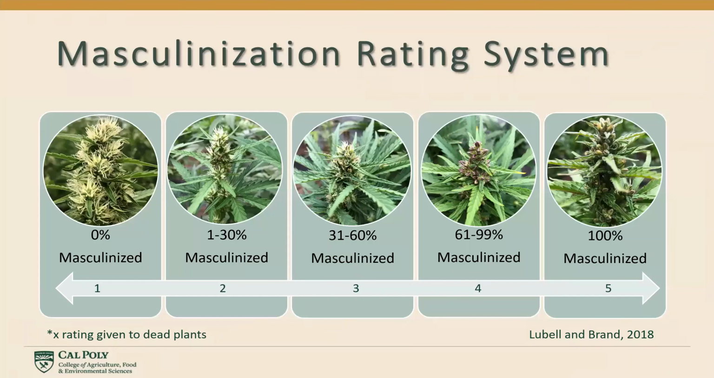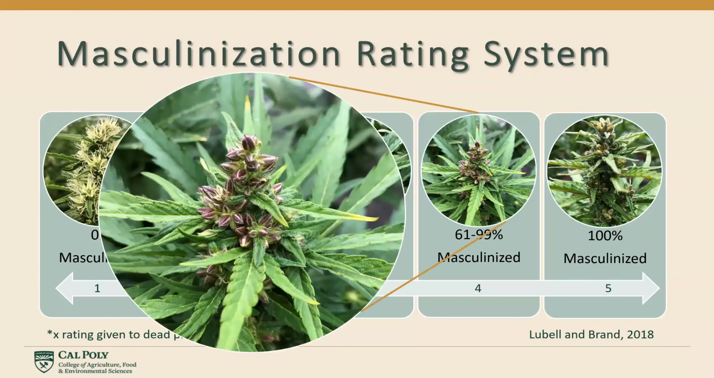So we assessed the degree of masculinization by using a rating system that was adapted from Lubell and Brand back in 2018. This categorical scale uses 5 ratings of masculinization, with 1 as 0% masculinized, all female flowers, and 5 as 100% masculinized, all male flowers.